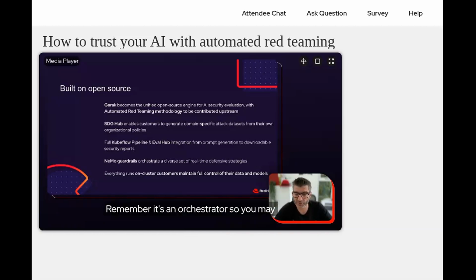Remember, it's an orchestrator. So you may have heard of things like Llama Guard. These are guardrail models specifically designed for guardrails. Yes, of course, you can run those, but you can also use typical LLM as a judge, which we saw the prompt for, or regular expressions. All of this stuff can be orchestrated inside that environment so that you only put the appropriate controls on based upon the findings from your evaluation.